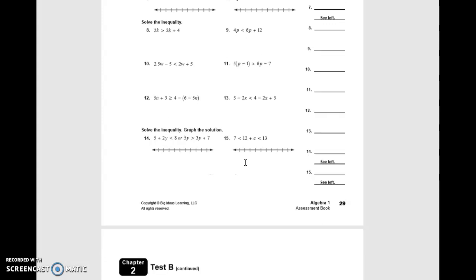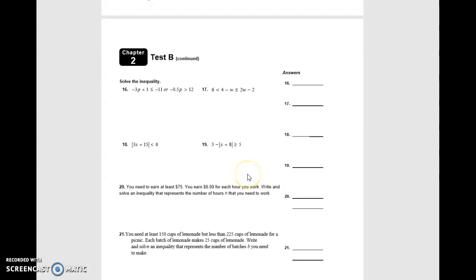Now if we take a look at the back, 16, 17, 18, 19. So 16 and 17 are like the combos, kind of like 14 and 15. And then 18 and 19 are the absolute value ones. And I will tell you, somewhere from 16, 17, 18, and 19, there is only 1 no solution.